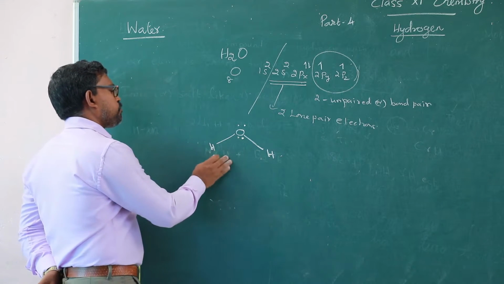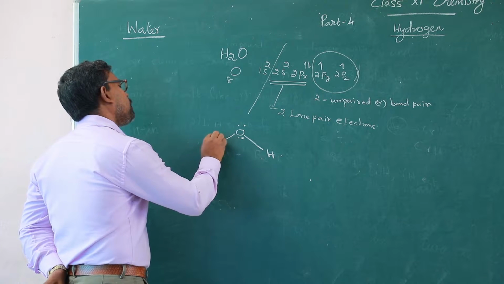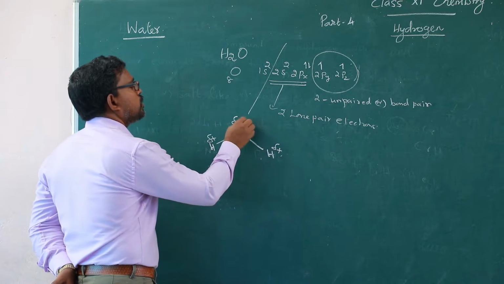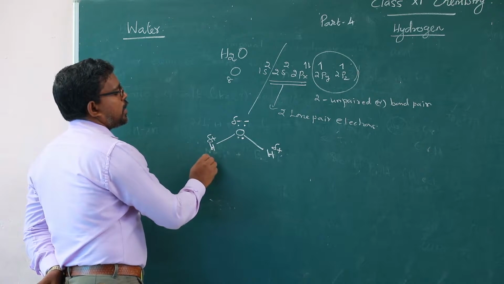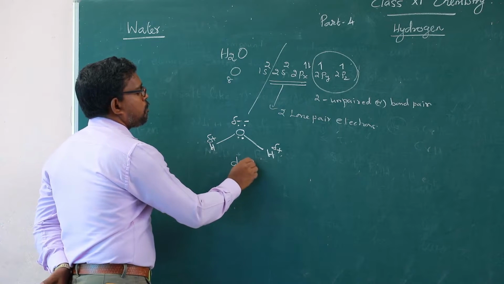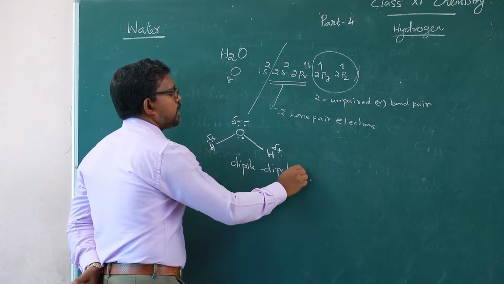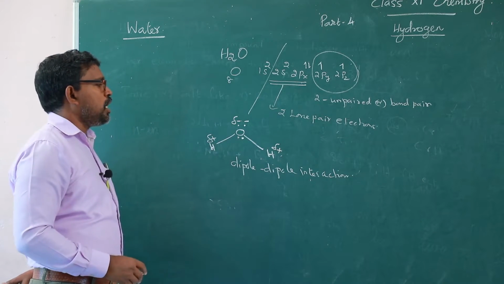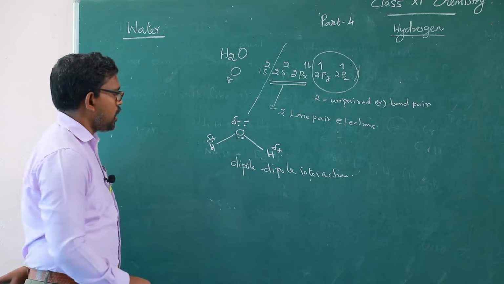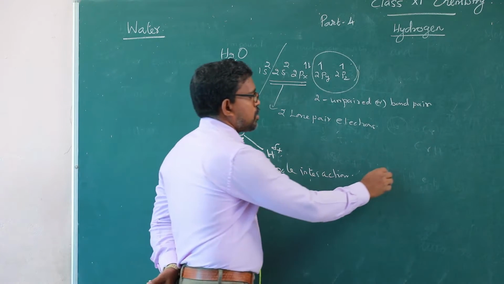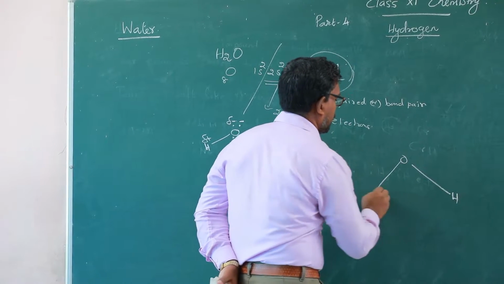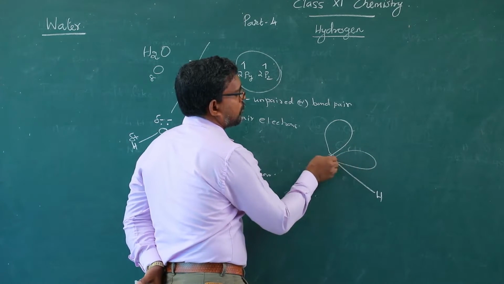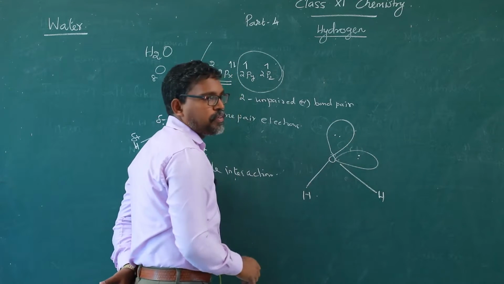It is partially polarized, delta positive, delta negative. Here also delta positive, delta negative. The interaction is called dipole interaction. Normally, considering the two lone pairs of electrons, the water molecule is drawn like this, with H, and one of the p orbitals containing a lone pair of electrons.